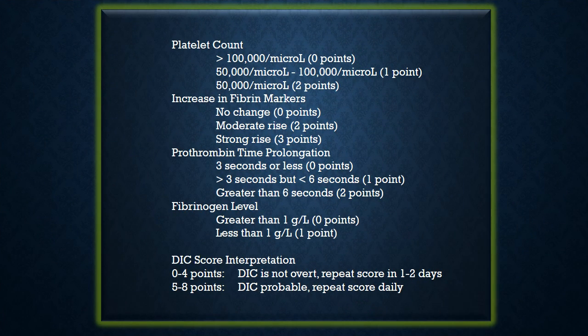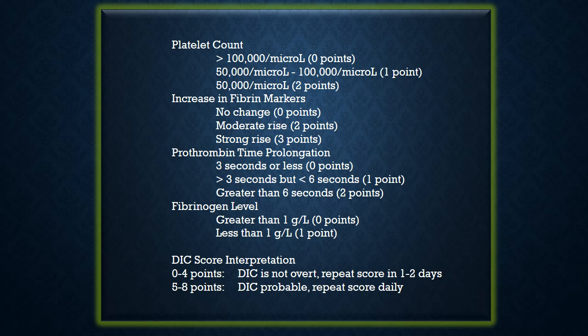So this is the scoring system that we just discussed. We can see that if a platelet count falls within each of those levels, we have a scoring system that goes with those points, either 0 points, 1 point, or 2 points. Same thing with fibrin markers. If there's no change, or if there's a moderate rise, or if there's a strong rise, there's again a numerical value associated with that. We then take a look at the PT prolongation and score that appropriately, as well as the fibrinogen level, which is scored appropriately.